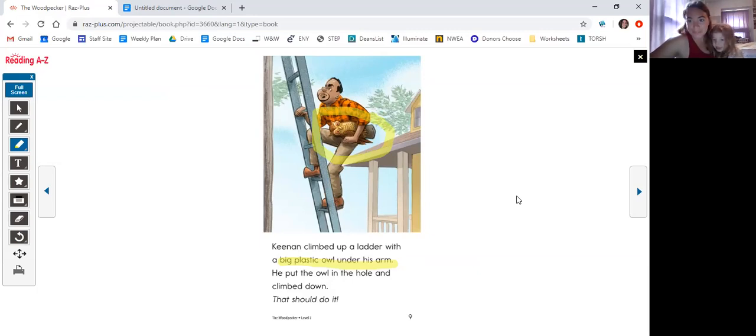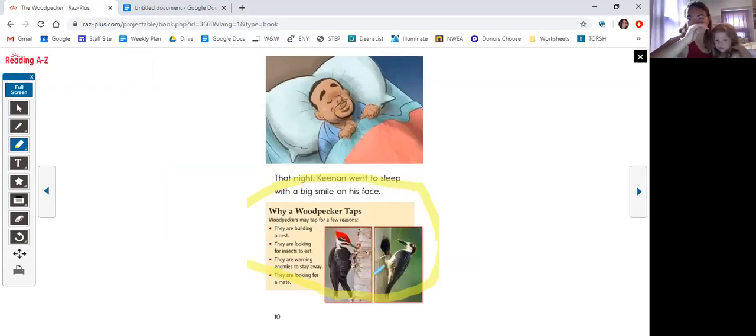He's going to put it in the tree. In the story I read that he put the owl in the hole in the tree and climbed back down. Oh, let's see. That's right. So he put the owl in the hole in the tree so that the woodpecker wouldn't peck anymore. Let me reset this page.